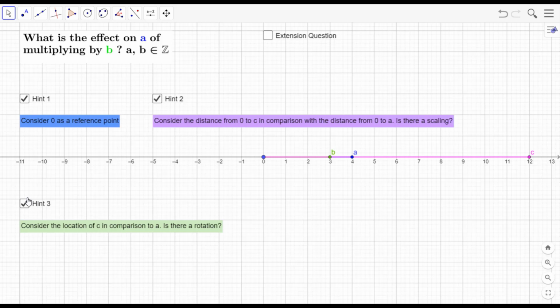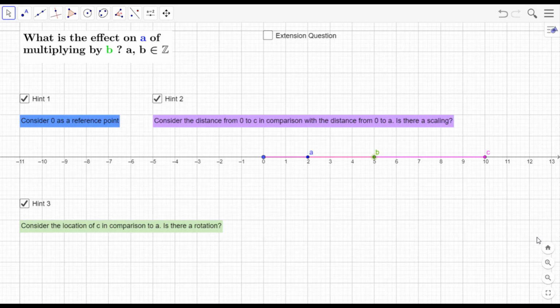If 0 is the reference point, would it be reasonable for a student to say that while we have a scaling, 12 lies in the same direction as 4, or that there is no change in direction, so there is no rotation? A student should consider several examples. Consider, for example, what is the effect on 2 of multiplying by 3? A student should notice that 2 is scaled by a factor of 3 and that the product is located in the same direction.